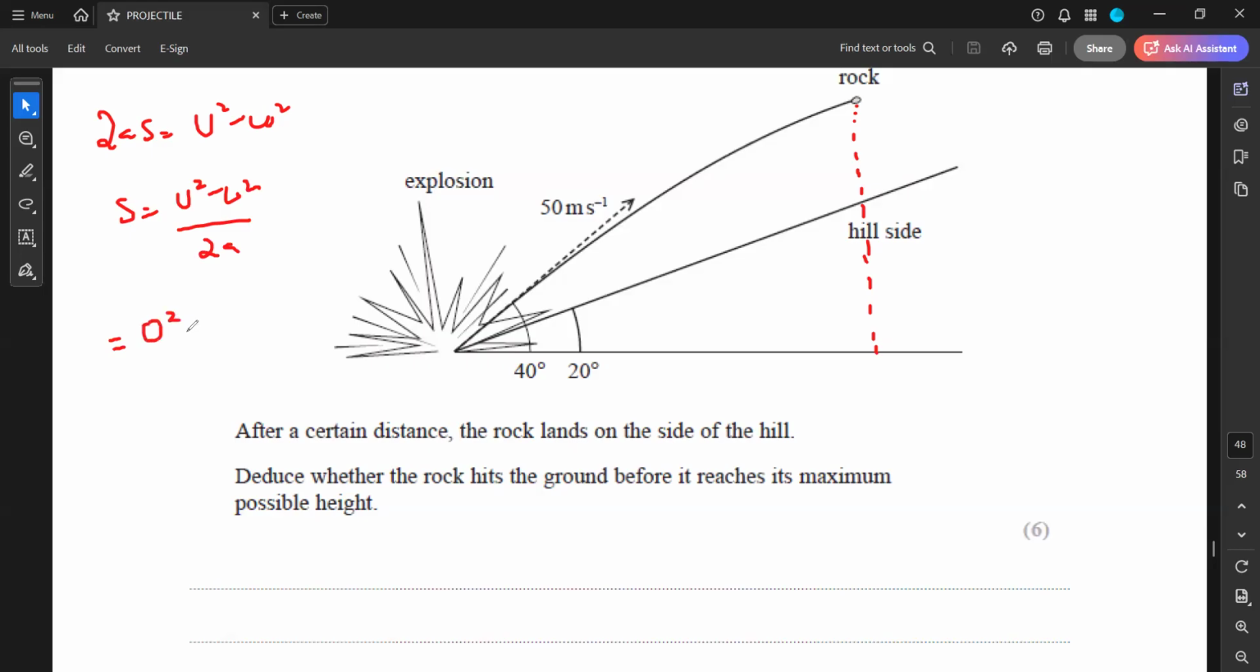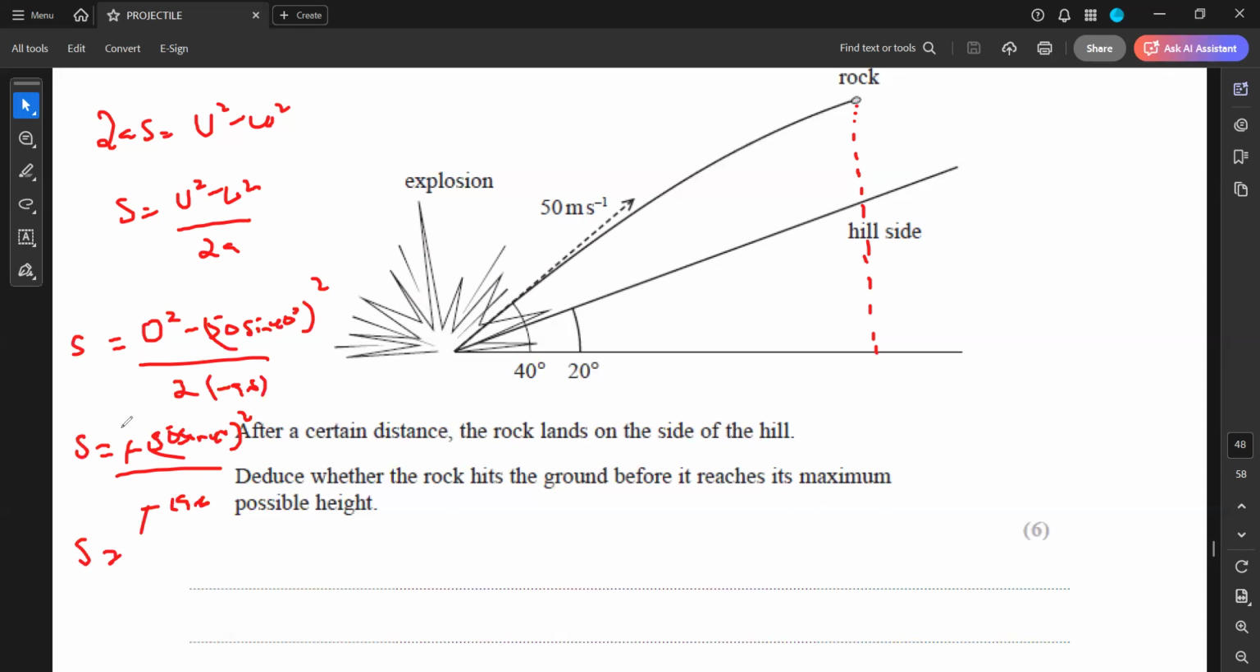So final velocity is 0 square. Initial velocity was 50 sine 40 whole square, divided by 2 into negative 9.8. So it will be negative (50 sine 40) square divided by minus 19.6. Negative cancels with negative. So (50 sine 40) square divided by 19.6. What is the maximum possible height for the rock? 52.7 meter. It means the rock will be at a height of 52.7.